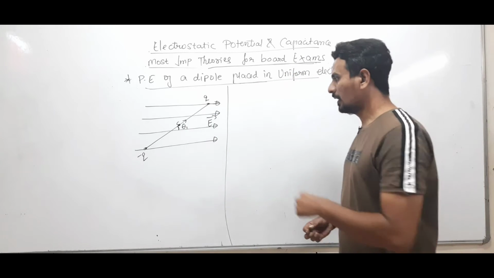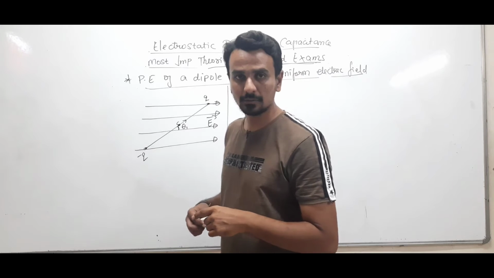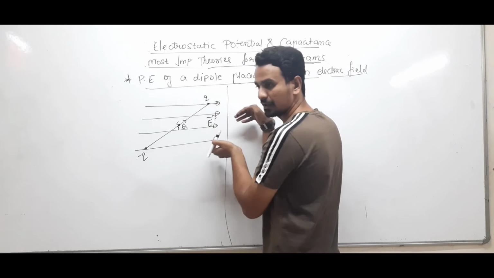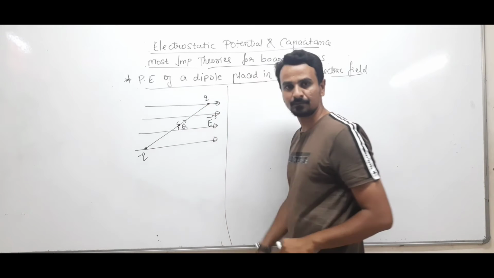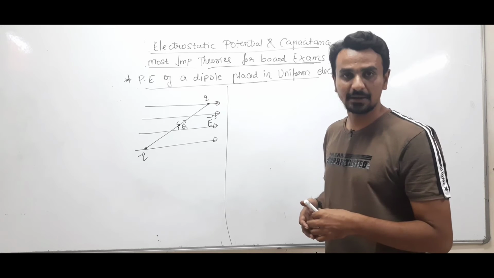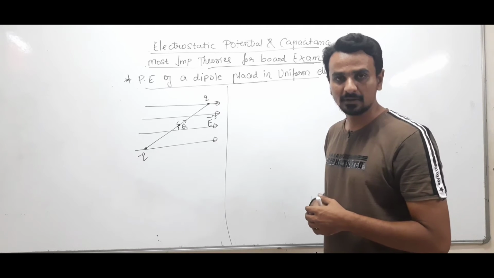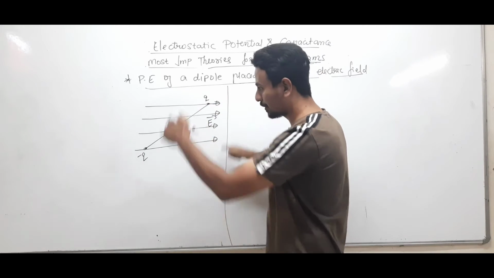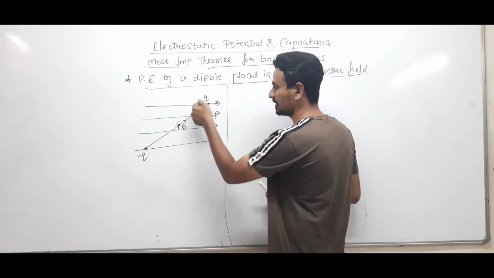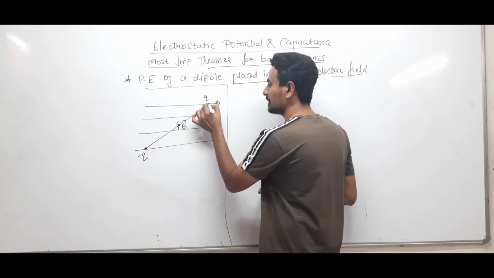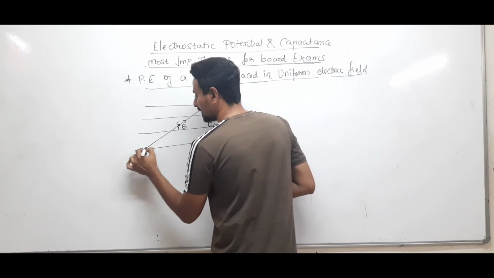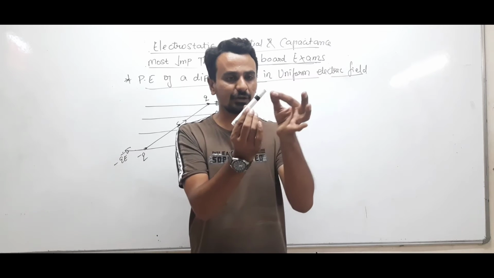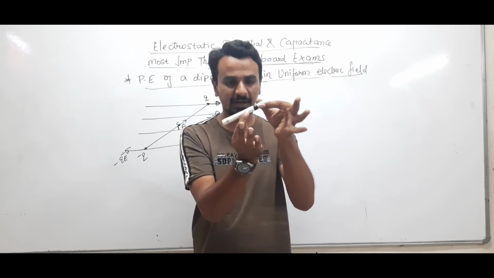Now this dipole is experiencing a torque, right? See, the dipole is not able to perform translational motion, it is performing rotational motion, right? So there is no linear work done. That means F dot D is not required. This is R, this is F, Q into E. This charge will experience a force Q into E. This will experience a force minus Q into E, right? So because of the forces QE and minus QE, the dipole is going to rotate in this manner.